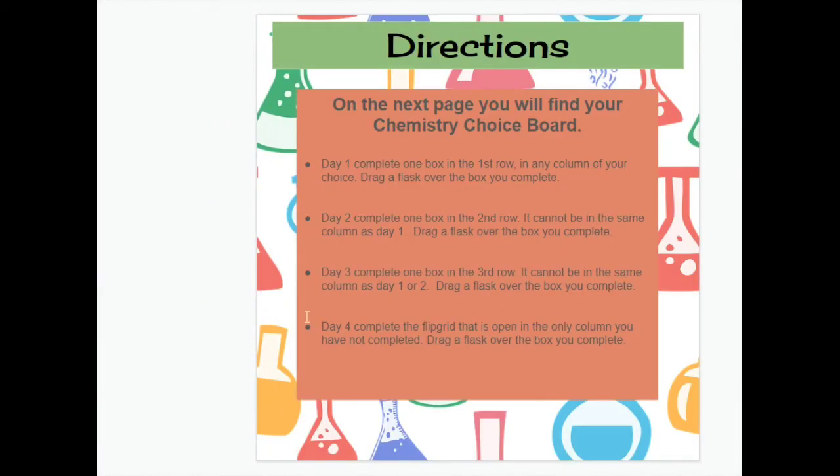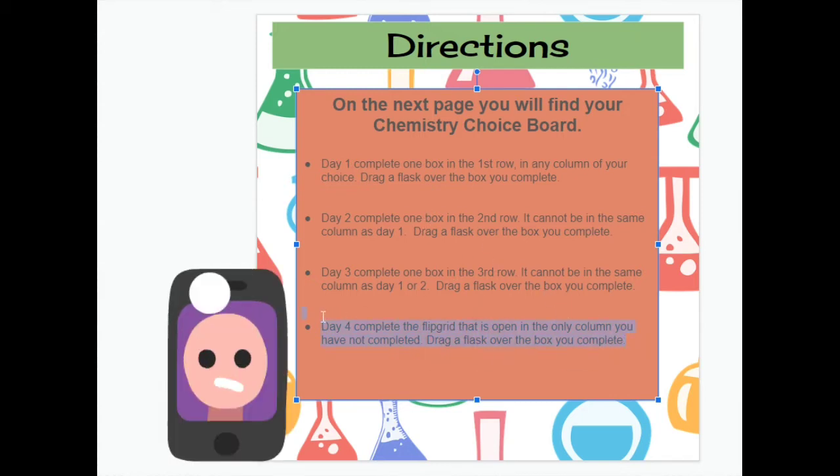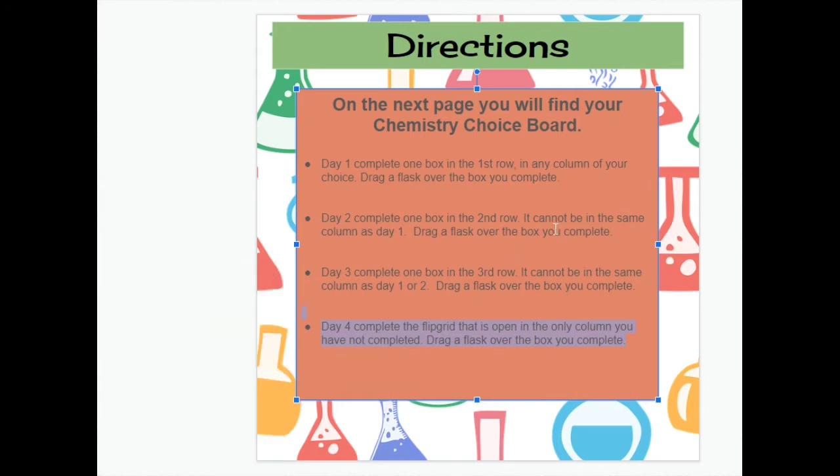So the first page is going to be the directions. This can be edited to meet the needs of your classroom. This choice board is 4 days' worth of assignments. On day 4 is a Flipgrid assignment. So if you don't use Flipgrid and you just want to create a video, you could change that to say video, or if you don't even want to use day 4, you could completely edit that out.